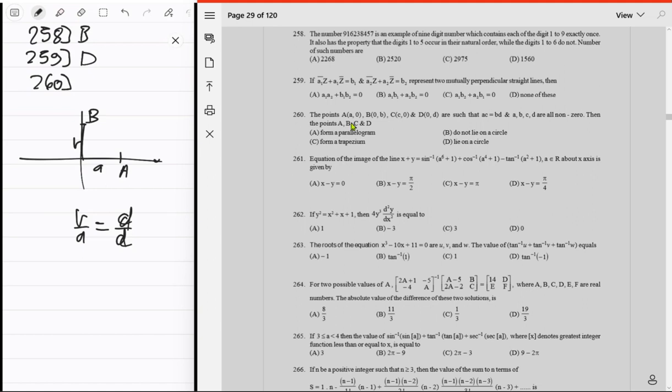That's not what I was thinking. No, this should be D upon C. D upon C equal to A upon B. No, okay, it's not a parallelogram. It forms a trapezium, does not lie on a circle. Circle you are seeing. The product of the slopes is becoming 1 basically. That's what you're seeing.